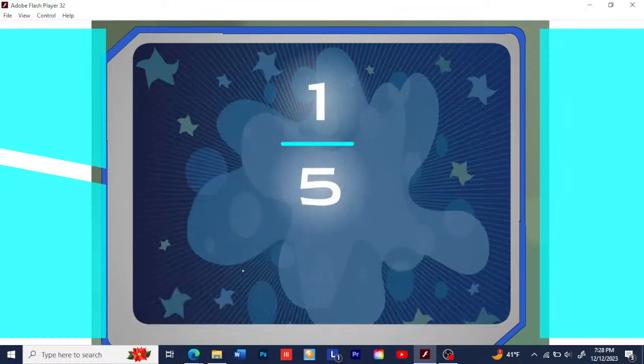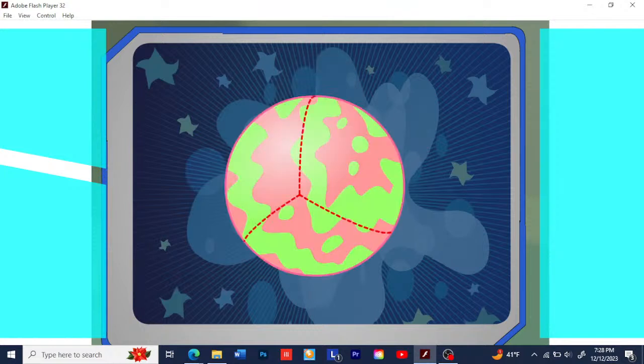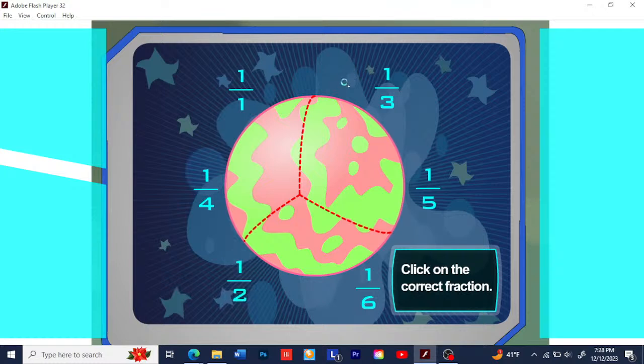If you split something in 5, each piece is 1/5. What if we wanted to share the berry with 3 Pokemon?